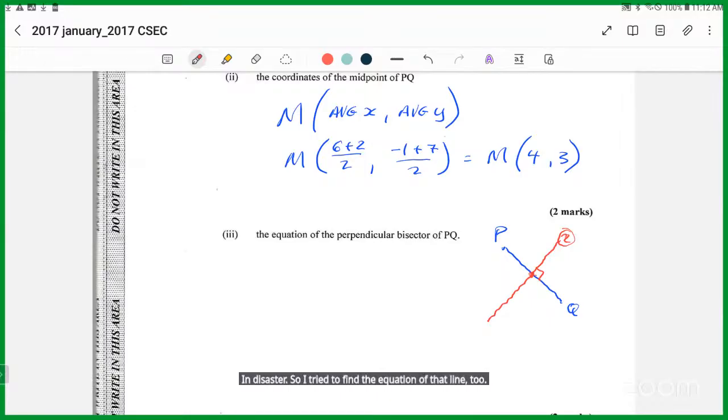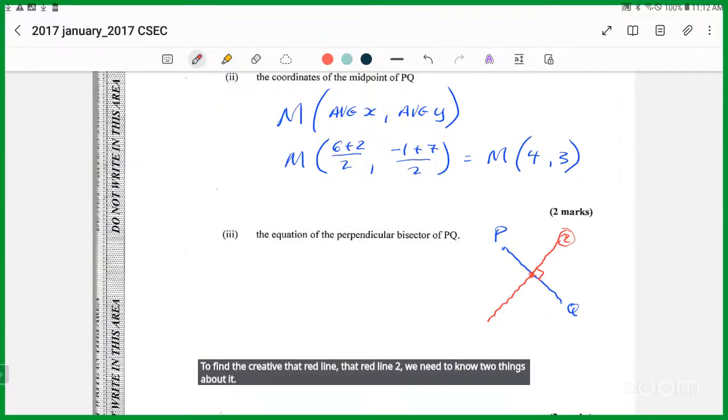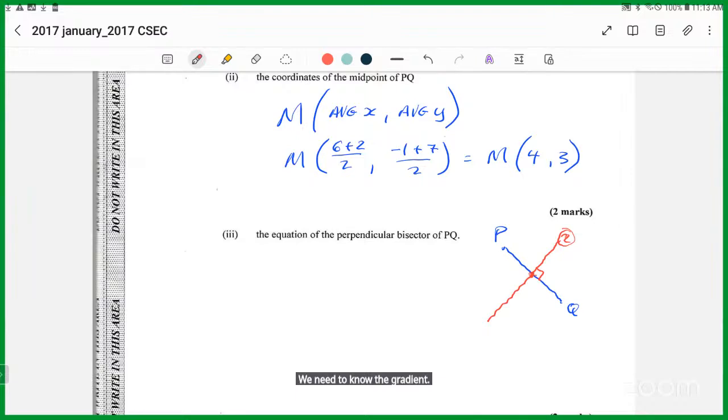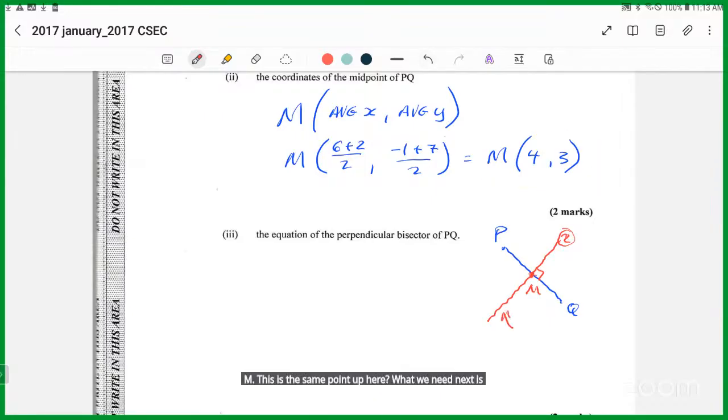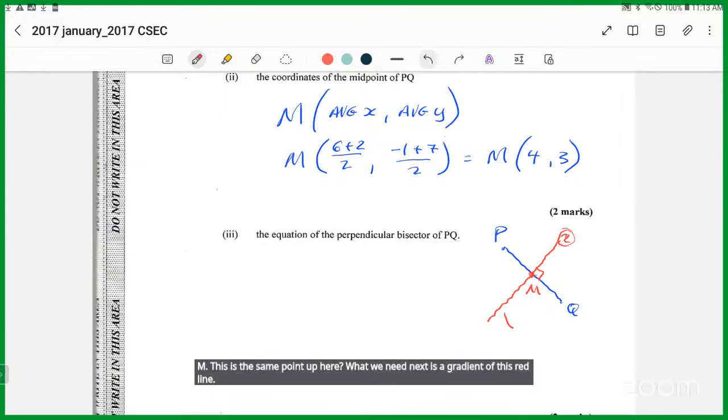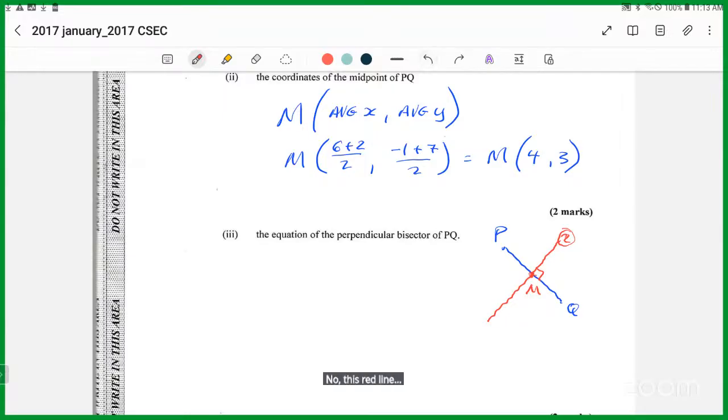To find the equation of that red line 2, we need to know two things about it. We need to know the gradient of it, and we also need to know a point on it. The point we already know is the midpoint, so it passes through the point M, which is this same point up here. What we need next is the gradient of this red line. Now, this red line is perpendicular to PQ, so it has the perpendicular gradient to PQ. Perpendicular gradient is the negative reciprocal of the one that you have.